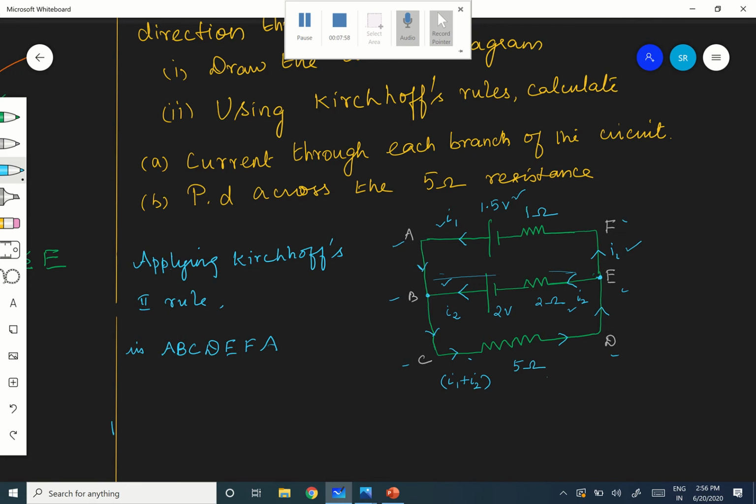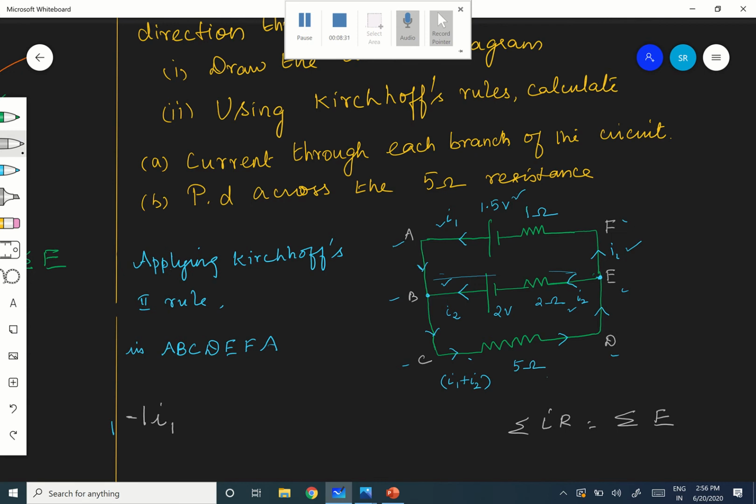What is the direction of the current here? In FA, the current is in the anti-clockwise direction. Therefore, apply: the algebraic sum of the products of current and resistance is equal to the algebraic sum of the EMF. So in FA, it will be 1 times I1. Positive or negative? Negative.